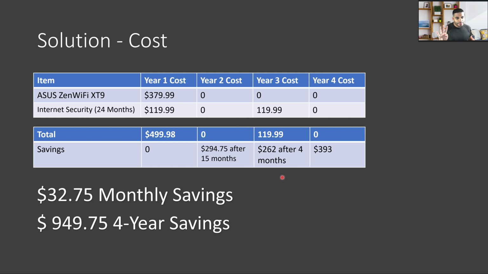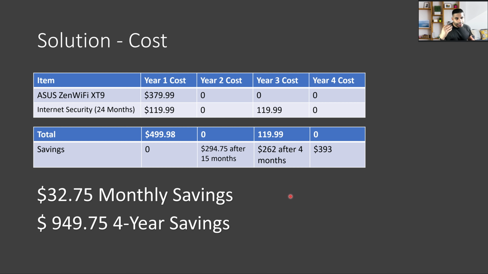So after 4 months of our savings of having the right internet package, we've already paid off the 2-year subscription for our internet security package. And the rest of that is just complete savings for us, right? Which is really, really cool because we start saving $262.